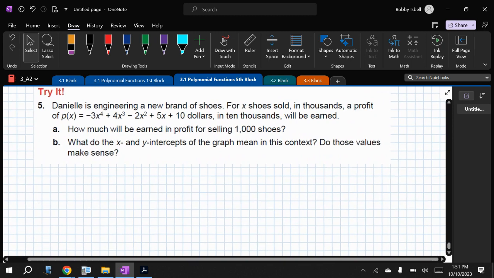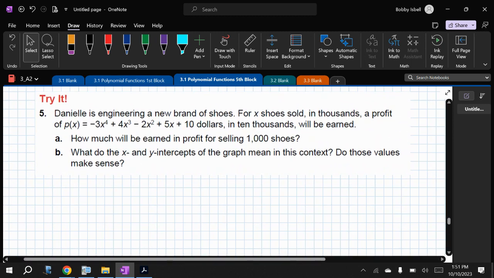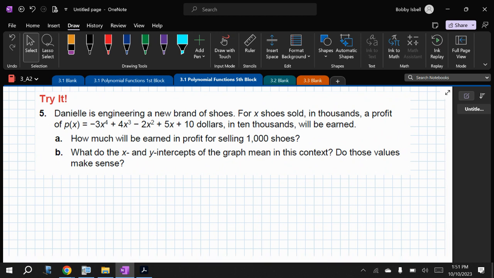All right, let's try it here. Danielle is engineering a new brand of shoes. For x shoes sold in thousands, a profit of, they give us an equation, that many dollars in 10,000s, so that's in 10,000s of dollars, will be earned. How much will be earned in profit for selling 1,000 shoes? Okay, so for A part, what are we plugging in there?